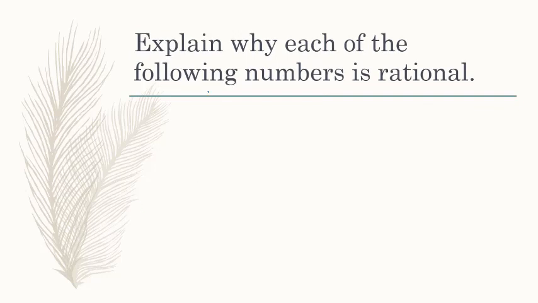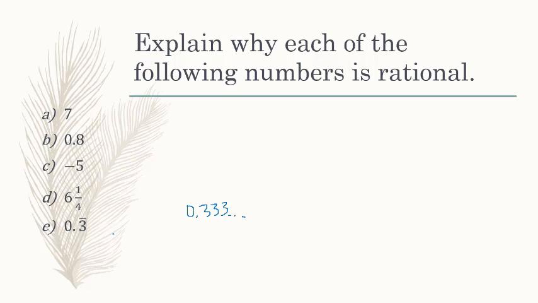Explain why each of the following numbers is rational. 7, 0.8, -5, 6 and 1/4, and 0.3 with a bar over the 3. Okay, the bar means that 3 is a repeating decimal. What does that mean? It only means that we have 0.3, 3, 3, and the 3 goes on indefinitely. It will never stop. This is what we call a repeating decimal.